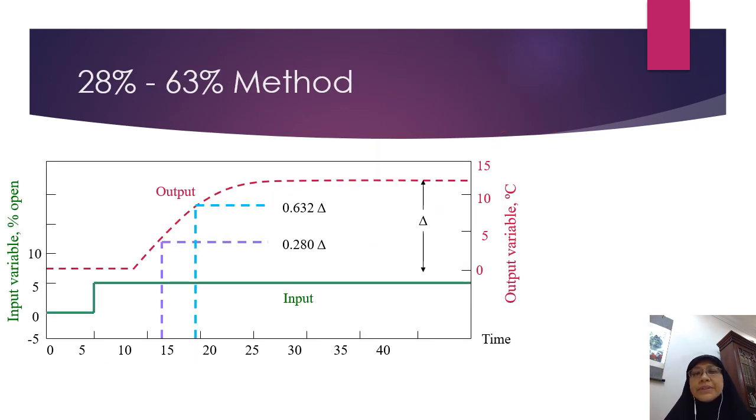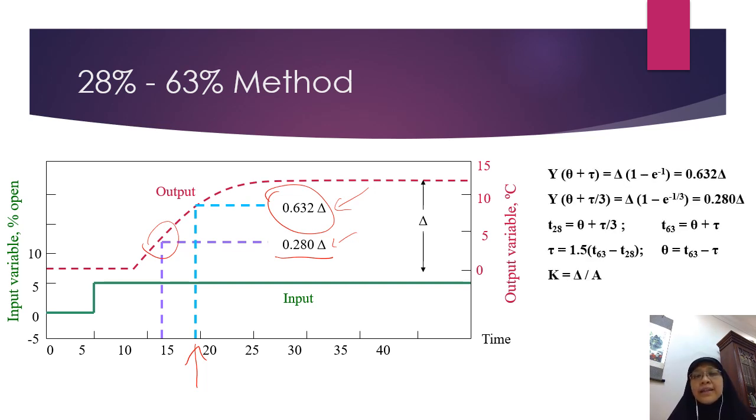Next, we have the 28%, 63% method. As the name implies, we use these 2 points to estimate theta and tau. What we have is that we know the time where the response reaches 63% of that final change and the time where the response reaches 28% of the final change. The time when the response reaches 63% is tau, and the time when the response reaches 28% is tau over 3. But since this process has dead time, we have to add dead time to it.